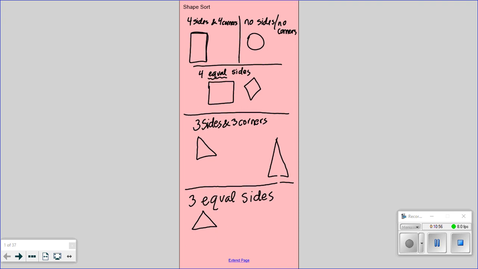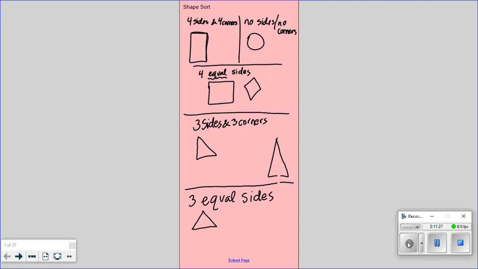All right, I'm going to give you another set of shapes. See if you can sort this next set of shapes. We started with 1, 2, 3, 4, 5 categories. Where did some of these shapes go? Or did you make a new category? Where did they go?